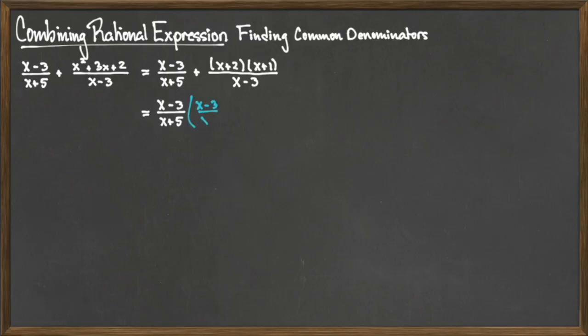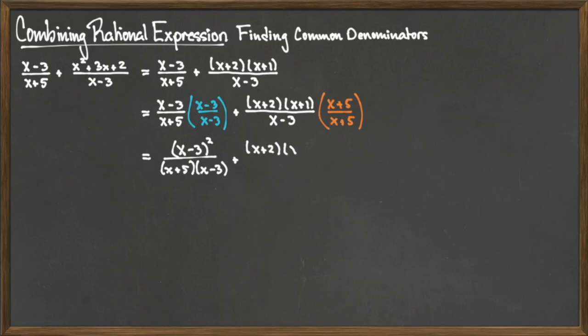I take the first fraction and multiply it by x minus 3 over x minus 3 because that's the other denominator. Then I take the second fraction, multiply it by x plus 5 over x plus 5 because that's the other denominator. Even though terms are going to stack up in the numerator, we know that each denominator is going to be x plus 5 times x minus 3, and then we can finally add these fractions together. And as I said before, it's good to leave everything in factored form. So I get x minus 3 squared over x plus 5 minus x minus 3 plus x plus 2 times x plus 1 times x plus 5 over x minus 3 times x plus 5.